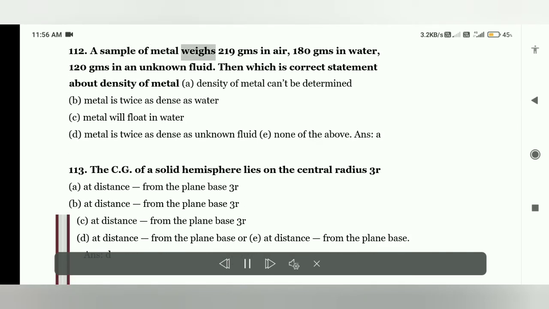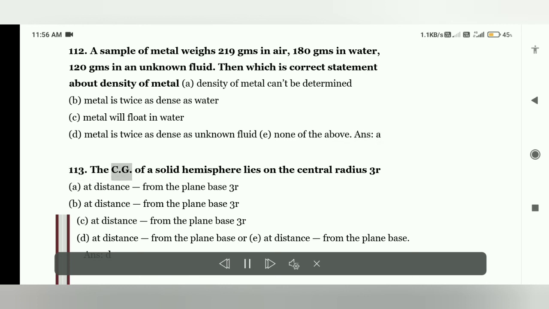A sample of metal weighs 219 gms in air, 180 gms in water, 120 gms in an unknown fluid. Then which is the correct statement about the density of metal? A, density of metal can't be determined. B, metal is twice as dense as water. C, metal will float in water. D, metal is twice as dense as unknown fluid. E, none of the above. Answer A.